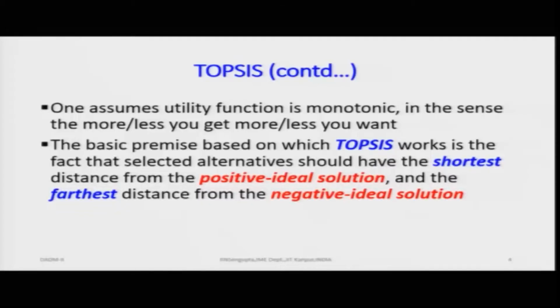In the case of TOPSIS, we will assume the utility function is monotonic, in the sense that the more you have of it, the more you will want, and the less of any positive value you have, the less you will want of it. If it is a positive thing, the more I take, the more I want. That means the first derivative of that positive function will always be positive.